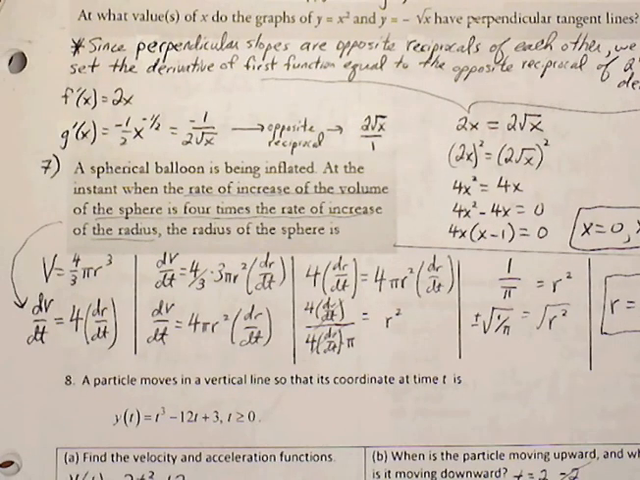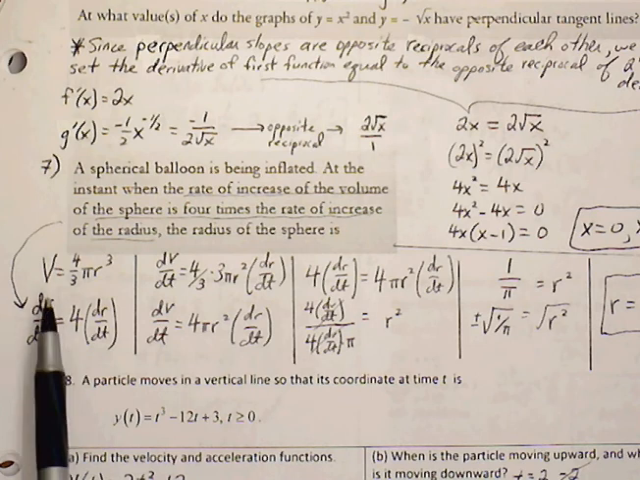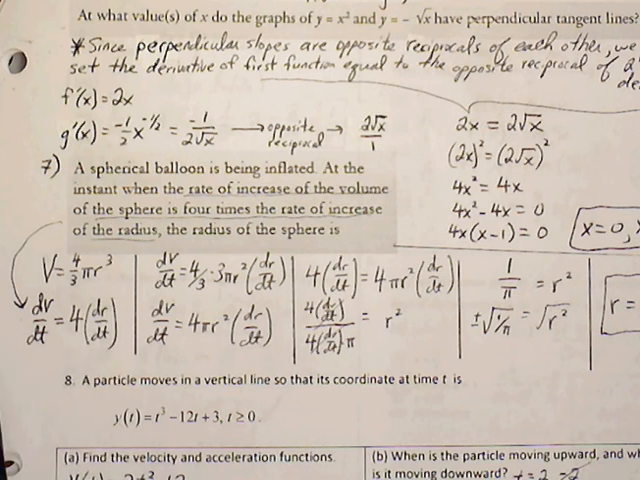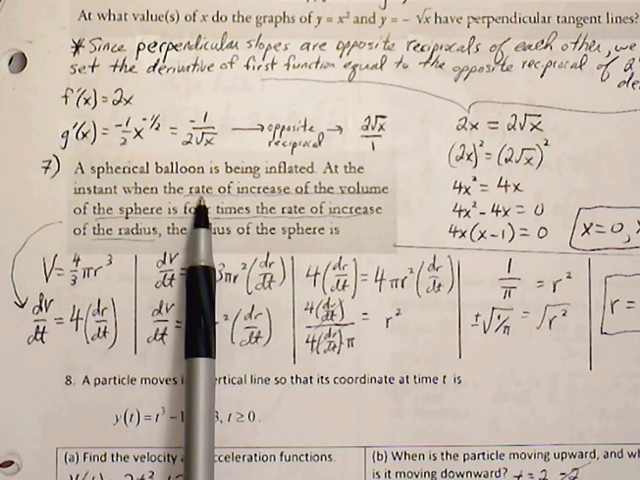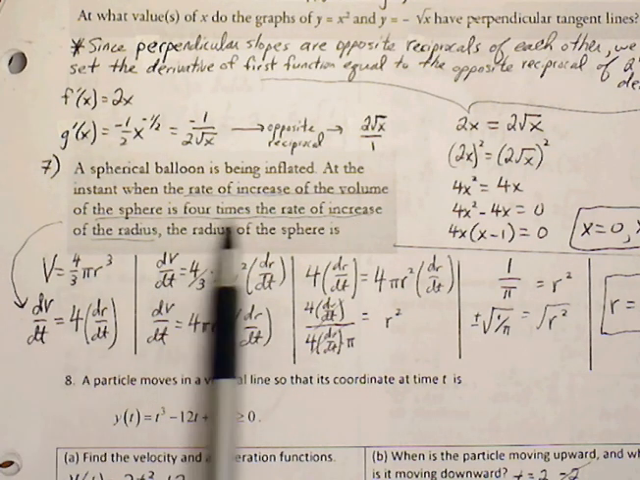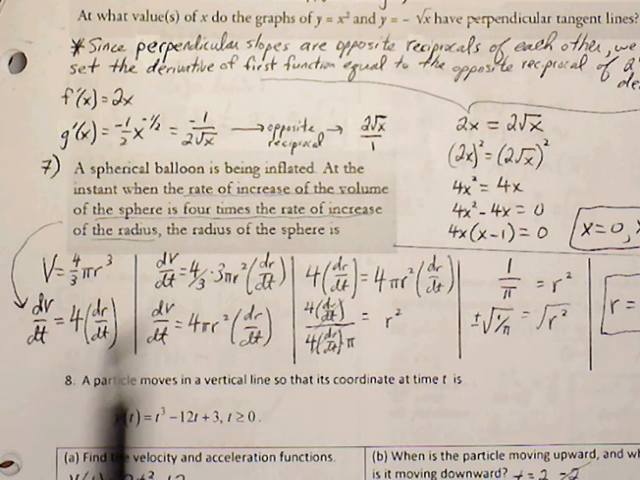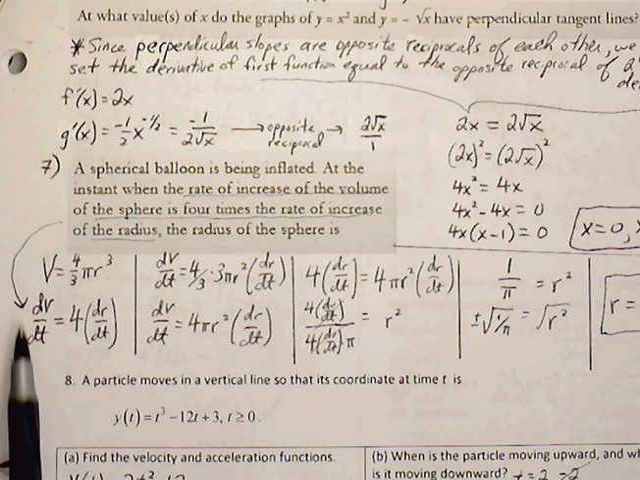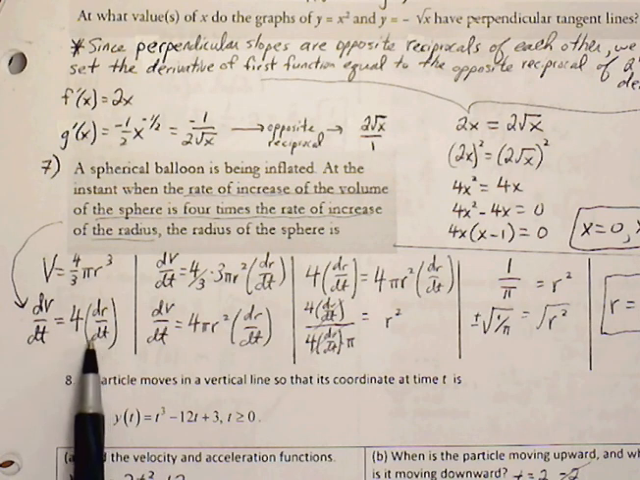Okay, number 7. A spherical balloon is being inflated. At the instant when the rate of increase of the volume of the sphere is 4 times the rate of increase of the radius, find the radius of the sphere. We're dealing with the volume of the sphere, so V is equal to 4/3 pi r cubed. We're trying to find the instant when the rate of increase of volume, that's dV/dt, is 4 times the rate of increase of the radius, that's 4 times dr/dt. So this is the relationship between dV/dt and dr/dt that we're after.